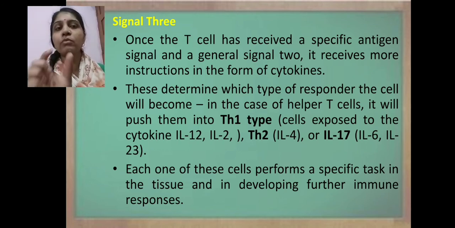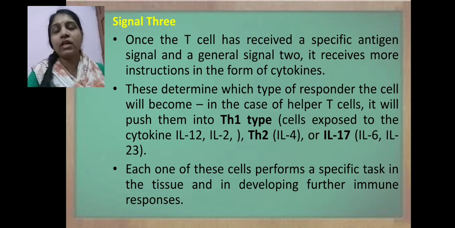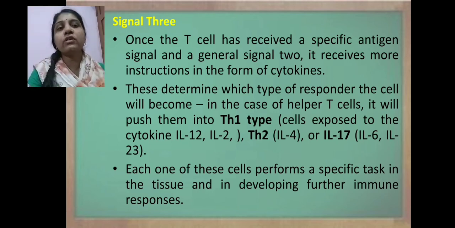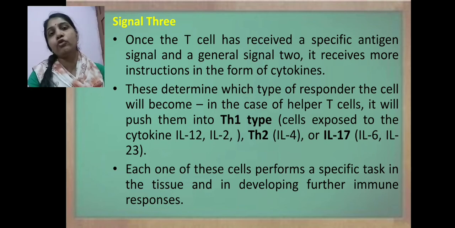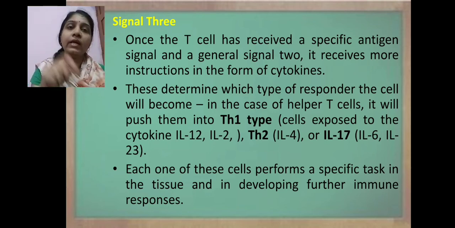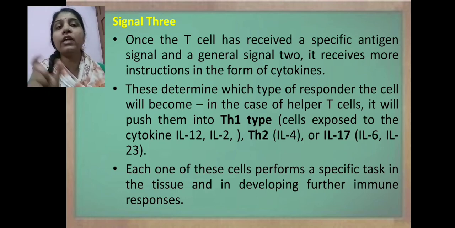In the case of the T helper cell, it will push them into two types, that is the Th1 and the Th2 types of cells. The Th1 type of cells get formed whenever there is secretion of the cytokines interleukin 12 and interleukin 2. In the case of T helper cell type 2, there is secretion of interleukin 4 or interleukin 17, then interleukin 6 and interleukin 23.